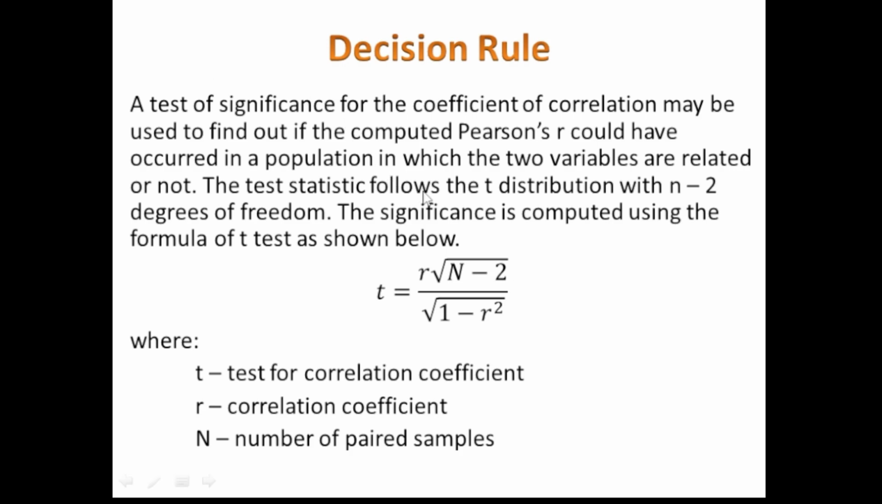The test statistic follows the t-distribution with n minus 2. So, gagamitin po rin natin yung t-distribution natin ngayon. Or the degrees of freedom, n minus 2 po yun. The significance is computed using the formula of t-test as shown below. So, t is equal to r, kinumpute na po natin yung r a while ago, times the square root of n minus 2 all over square root of 1 minus r squared, where t is the test for correlation coefficient, r for correlation coefficient, and n number of paired samples.